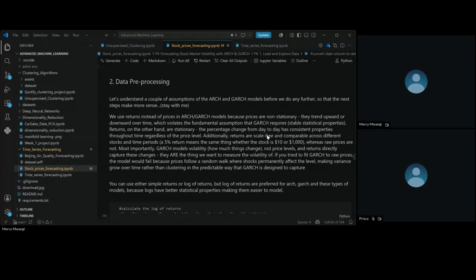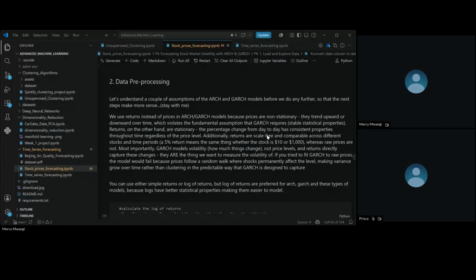Additionally, returns are scale-free and comparable across different stocks and time periods. So when you say I'm getting a 5% return, it means the same thing whether you're dealing with a stock of $10 or a stock of $1,000. So it makes communication very easy. You can communicate across the entire finance. So if I tell you the stock you've invested in Safaricom, you are looking to gain 5% out of that, you can easily do the computations.